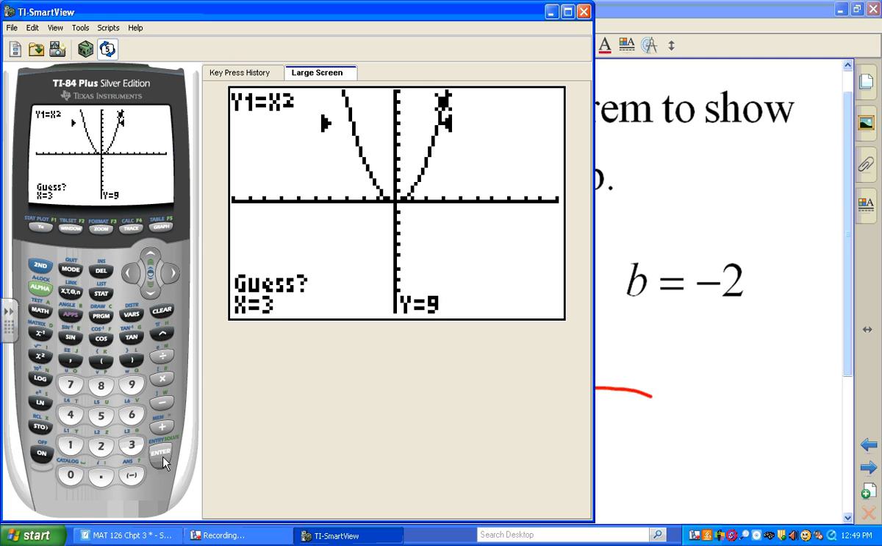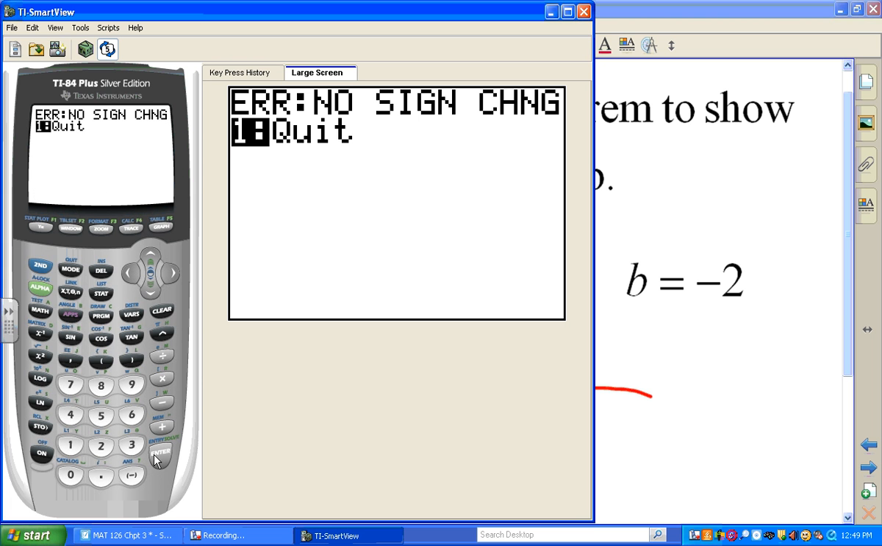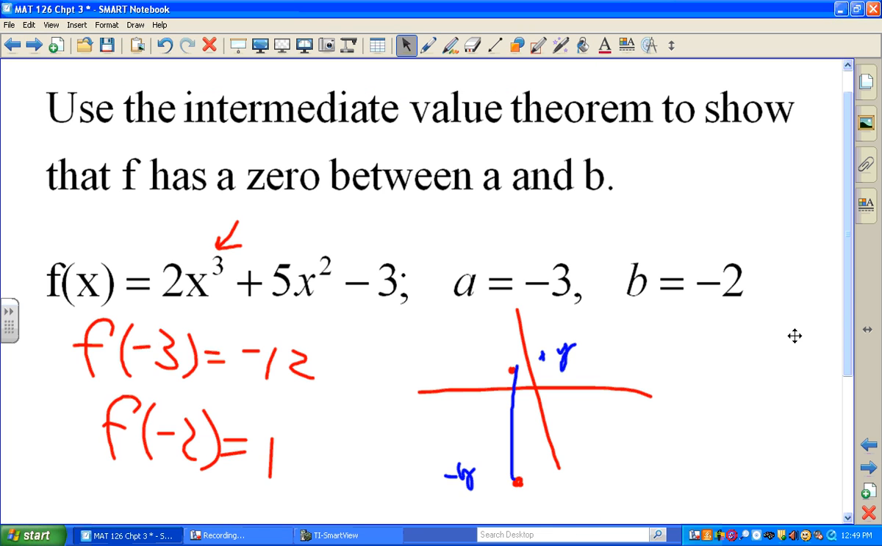I'm going to play this one more time. There's thinking. There we go. It's no sign change. What's happening with the parabola? It's not going from a negative to a positive, is it? It's going from a positive number to a positive number. There's no guarantee y has to be 0 if you go from a positive to a positive, is there?